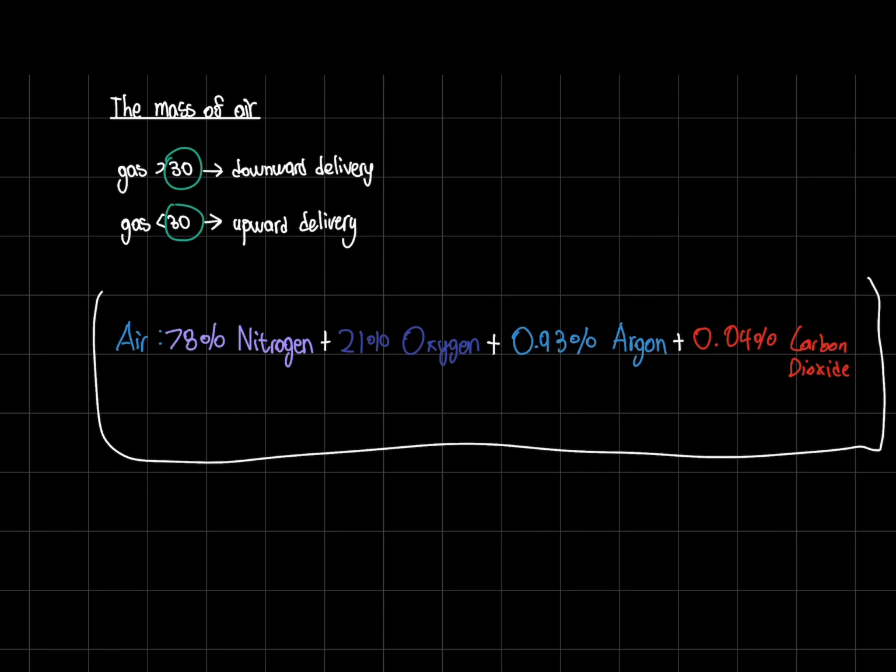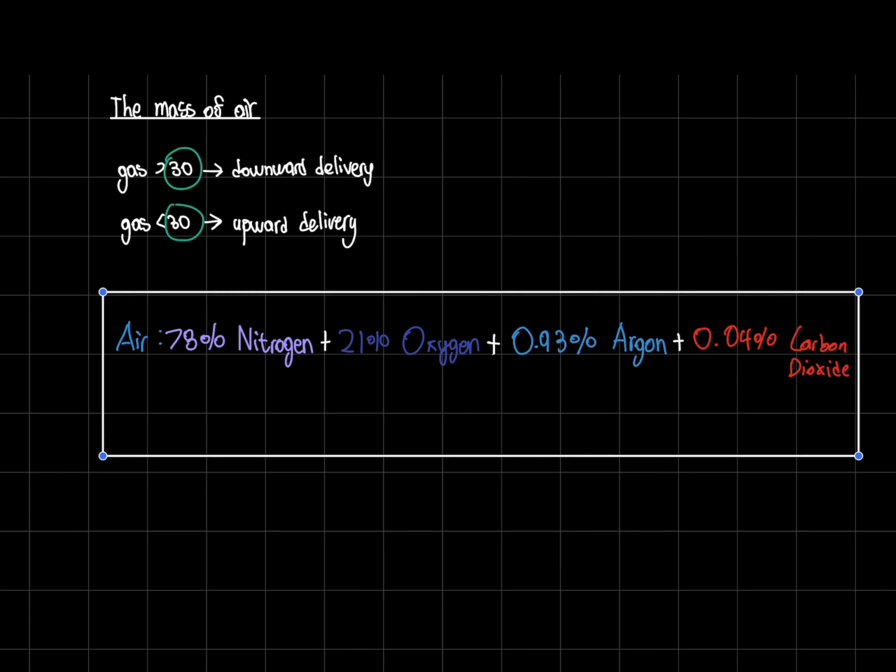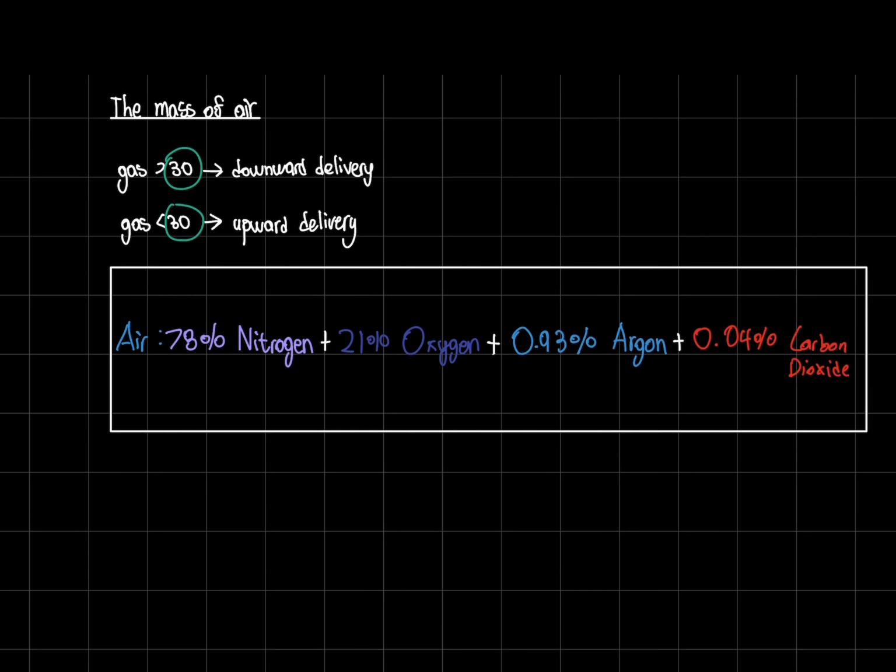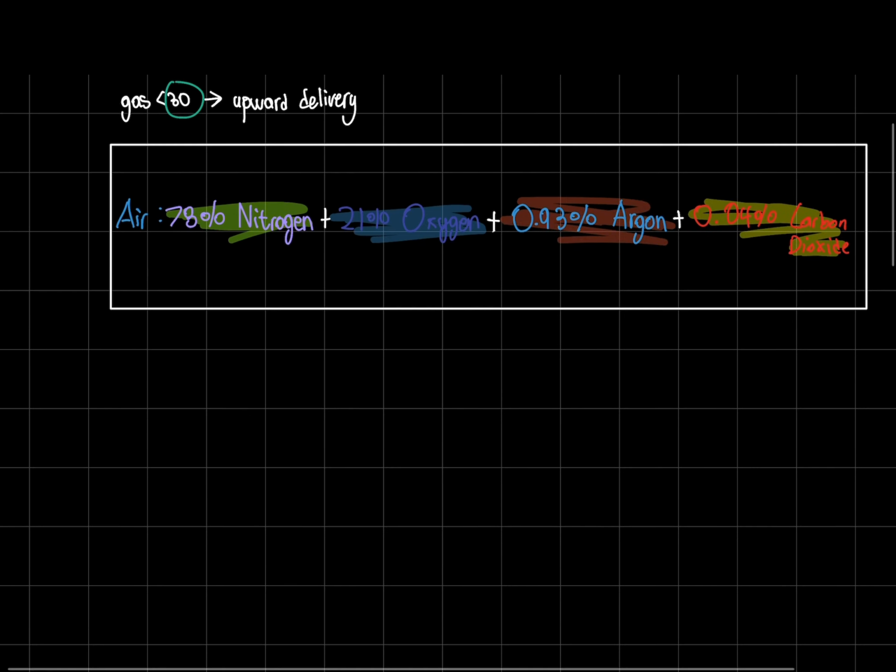Of course, there are some other trace gases such as helium and hydrogen, but this is the general composition of air. So what we need to do now is find the atomic masses of all of these. We need to find the atomic mass of the nitrogen, the oxygen, and so forth, the argon, and then the carbon dioxide. That's what we need to find.